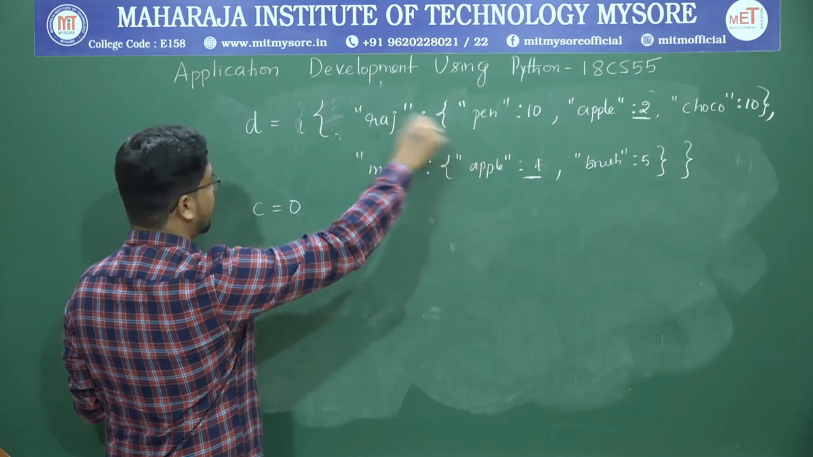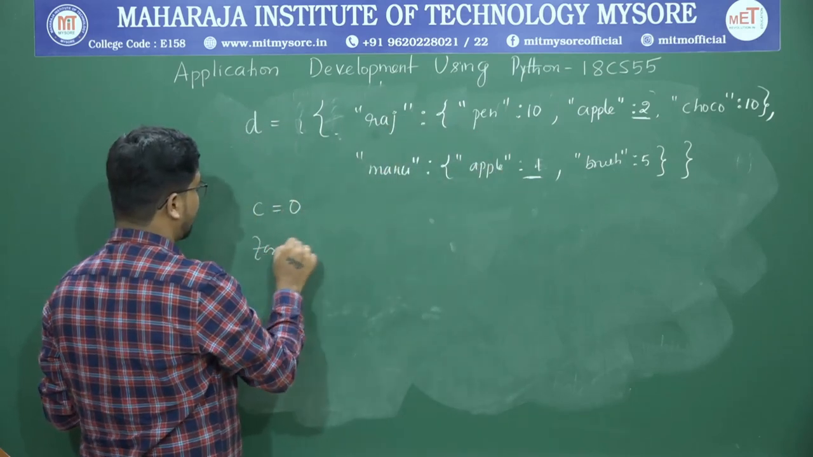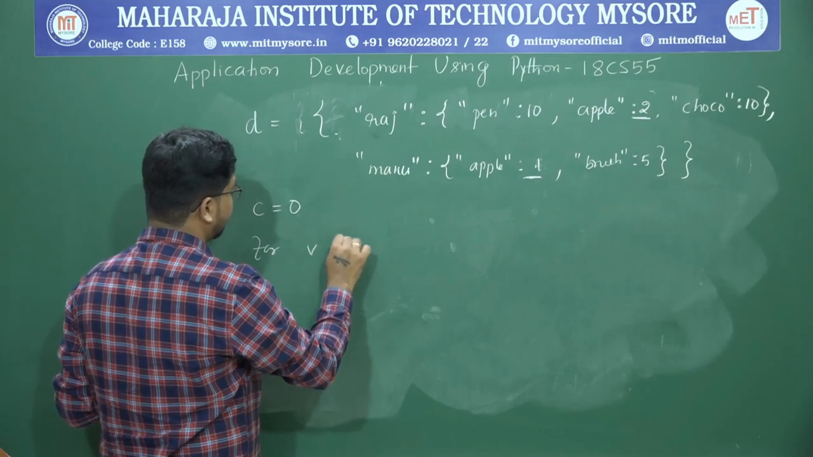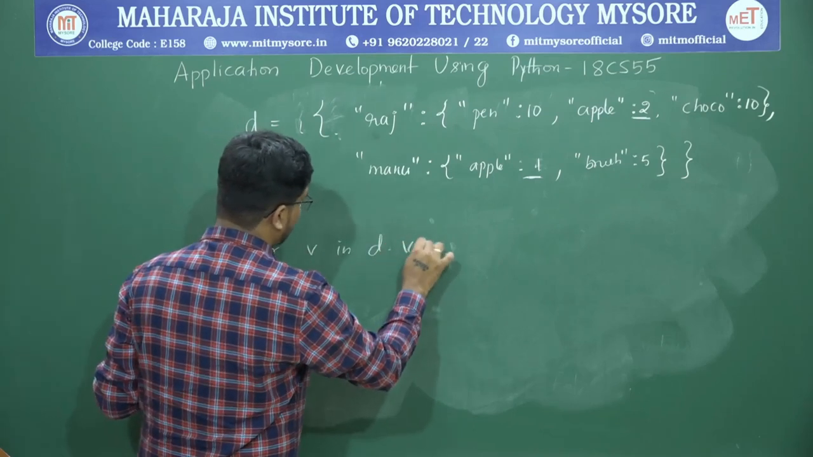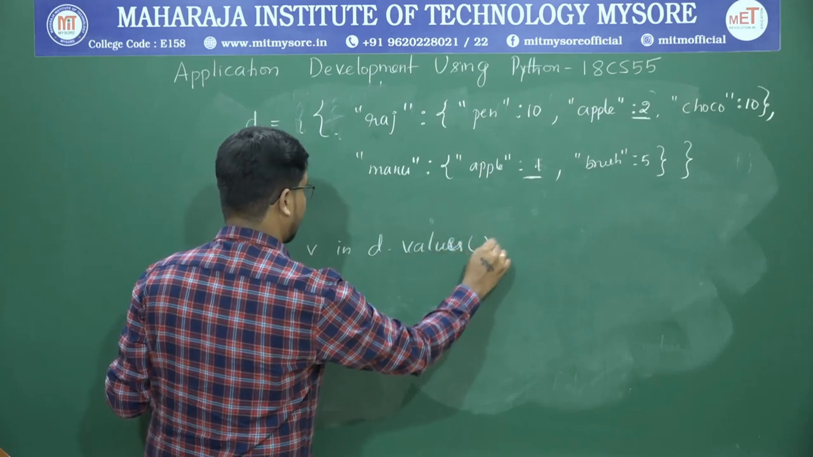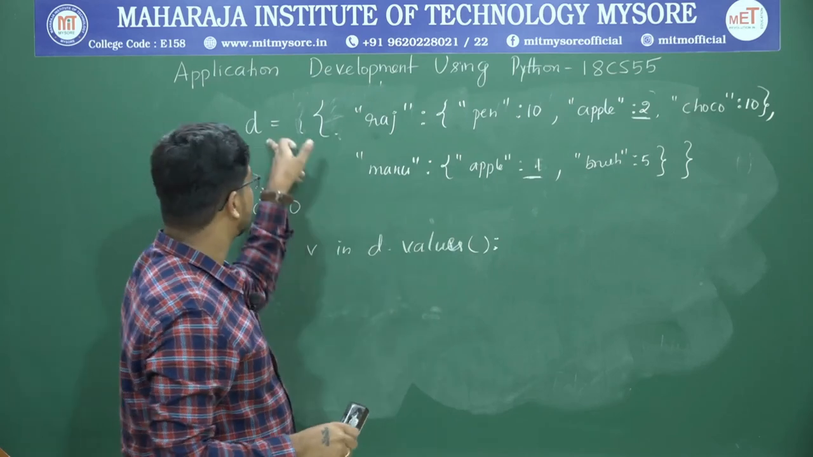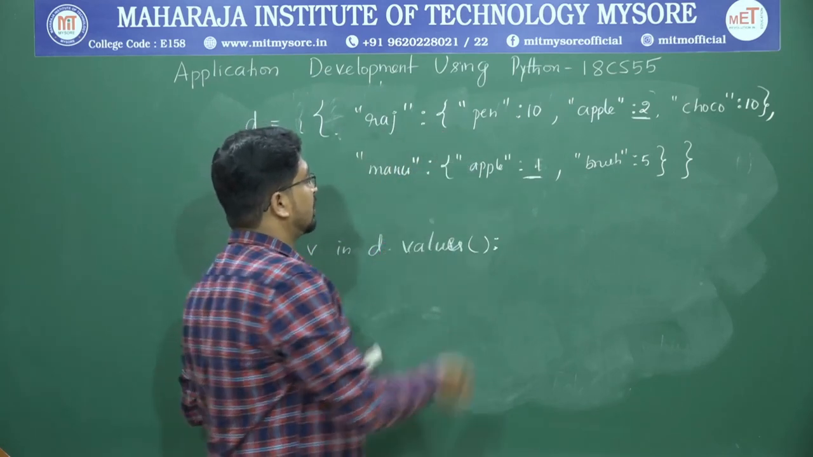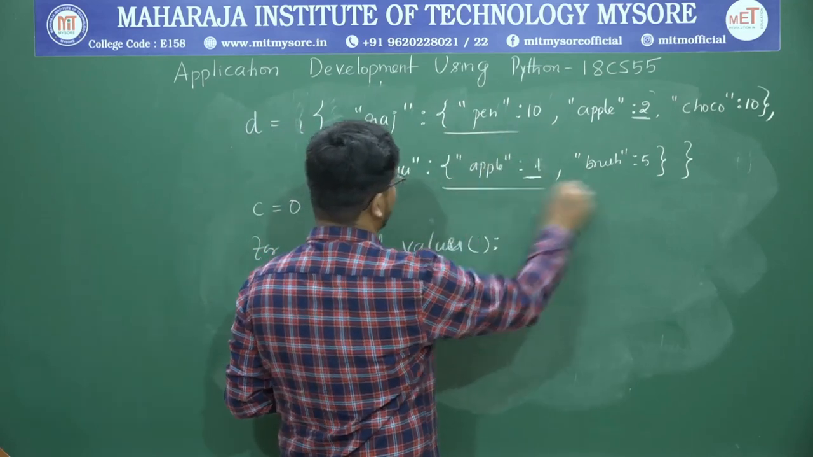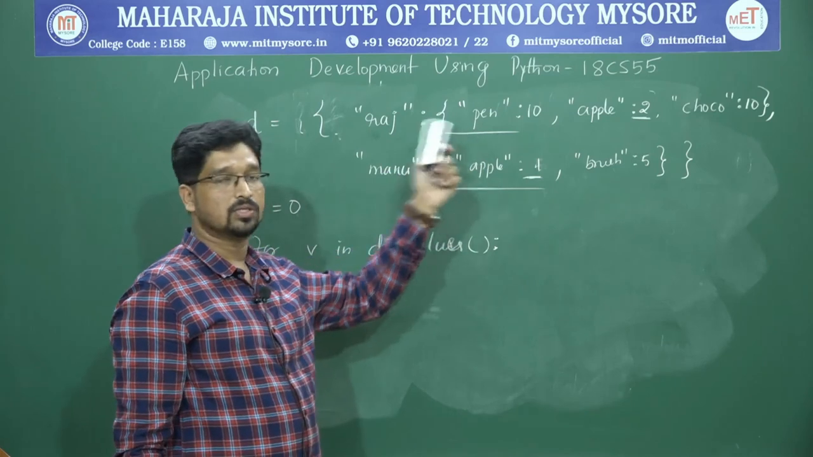Then you need to access values, right? You need to access values. For that, I will write for V in D dot values. So what you will access from this statement? V in D dot values. Values are, these are the values and these are the values. These are the keys. I don't want that. So these are the values.